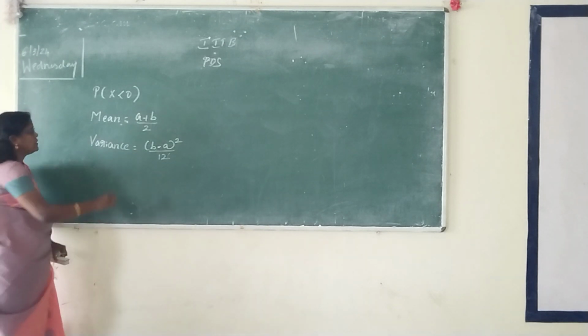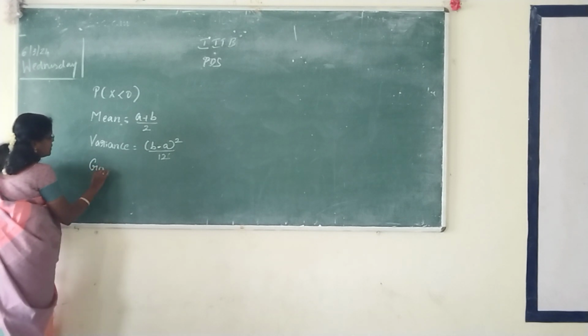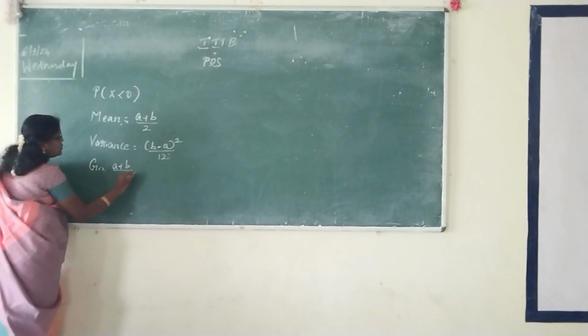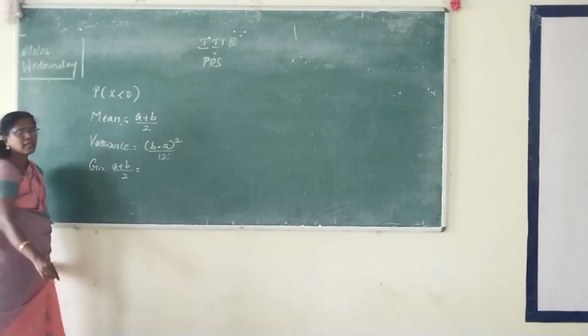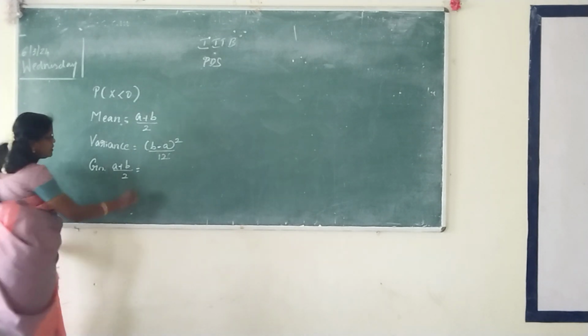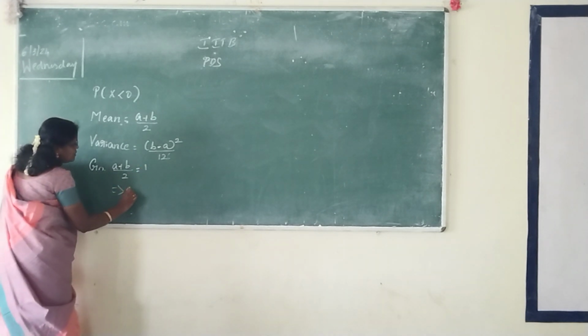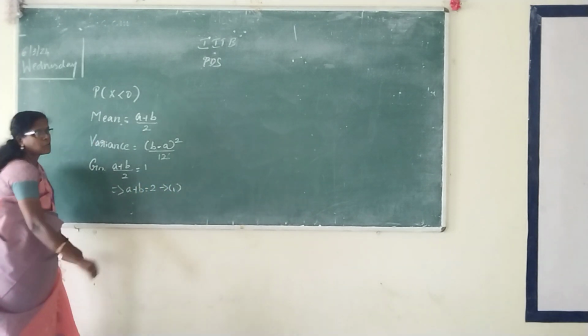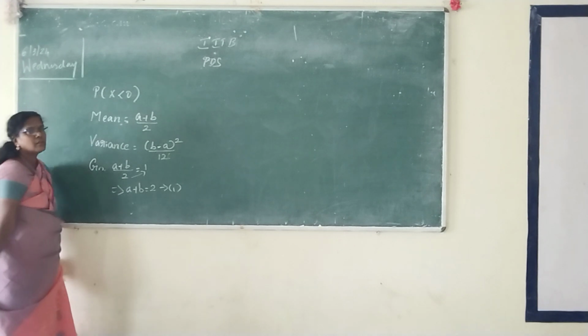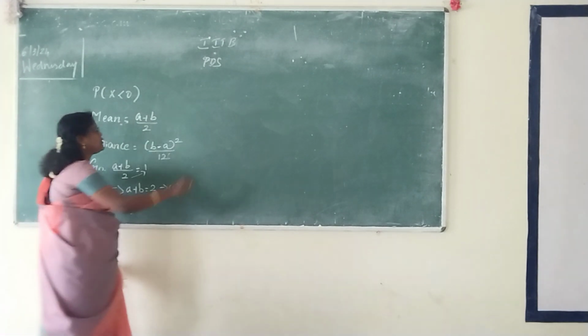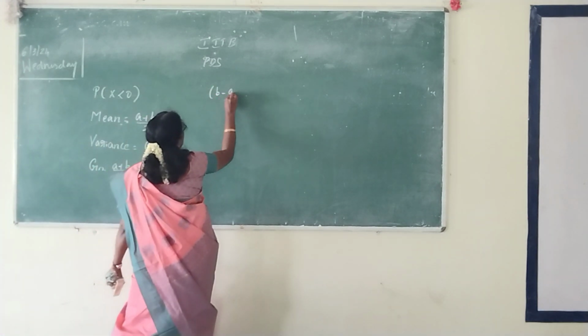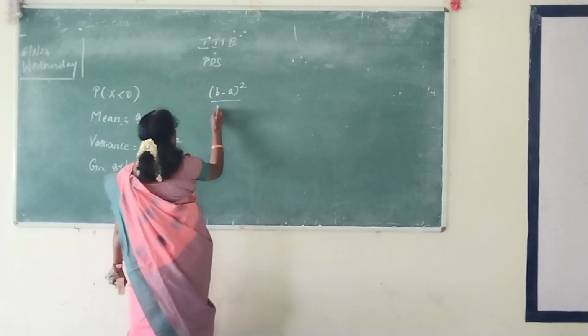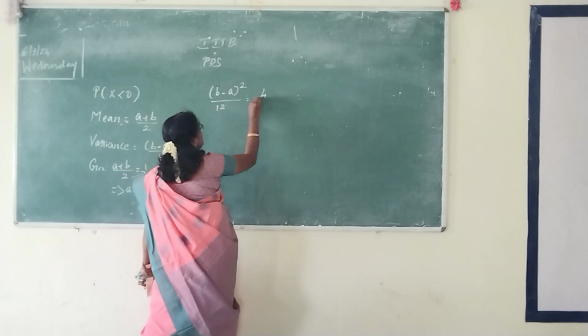So given A plus B by 2 is equal to the mean value given, which is 1. From this you will get A plus B equal to 2. One equation. Just cross multiply the constant. So what is the variance given to be? 4 by 3. So B minus A the whole square equals 4 by 3.